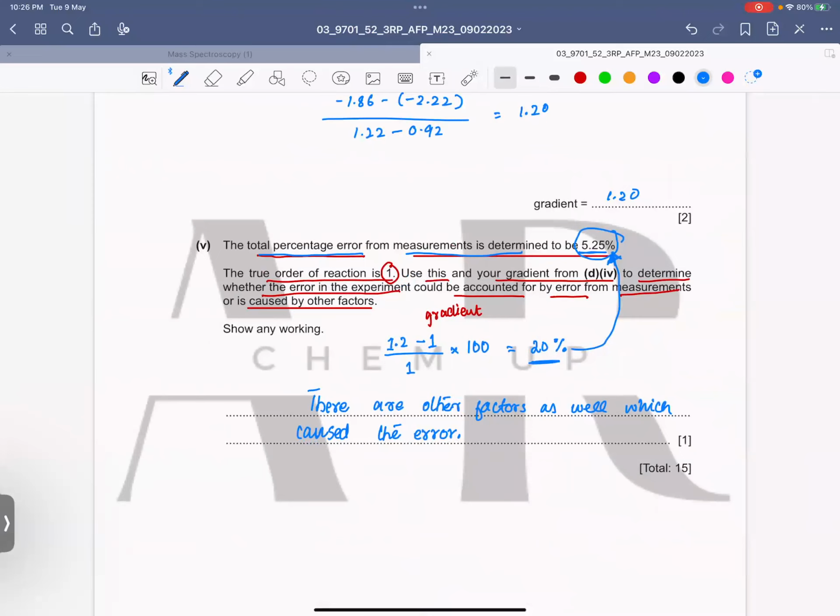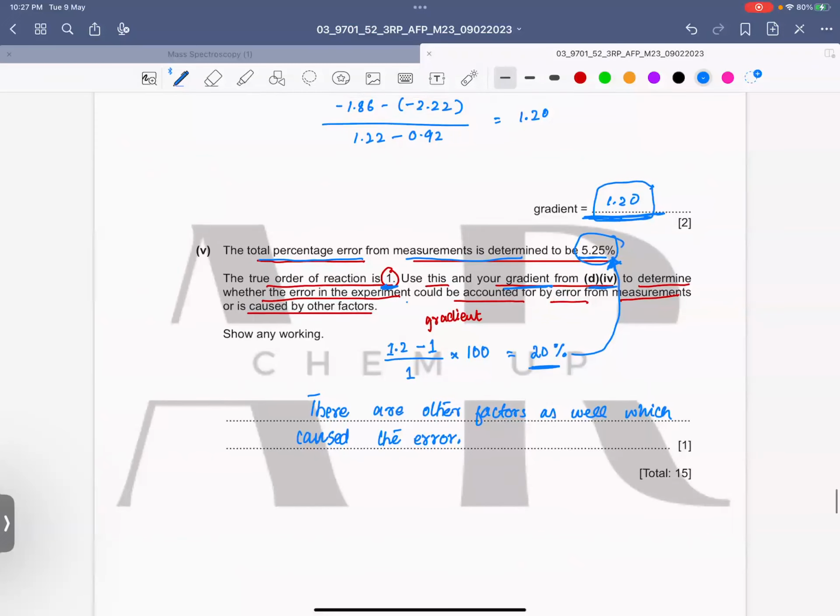So why did we subtract 1 from it? Because it is the difference, right? So what is 1? One is the order that they have given to us, and this is the value that we got. See, they said that you have to use the order that is 1 and use your gradient from D4 to determine whether the error in the experiment could be accounted for by error from the measurements or it is caused by other factors.